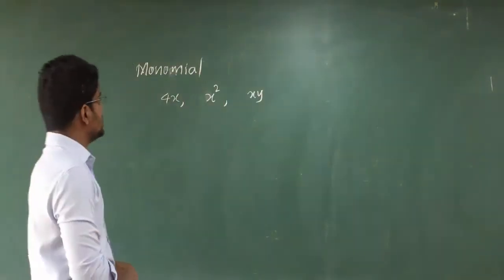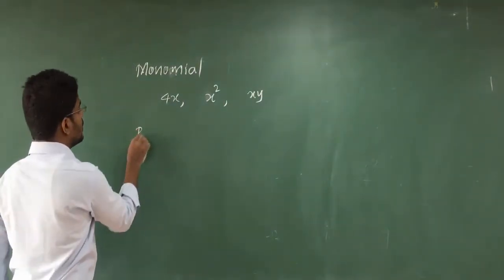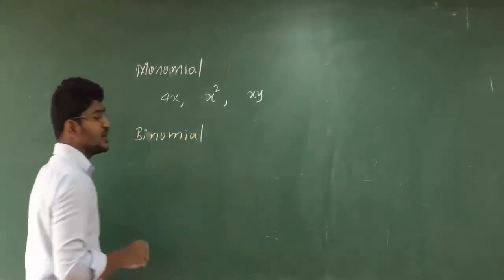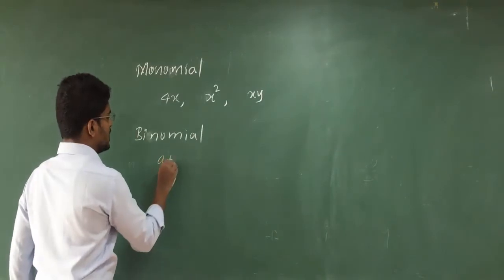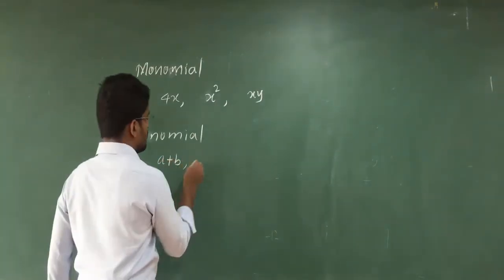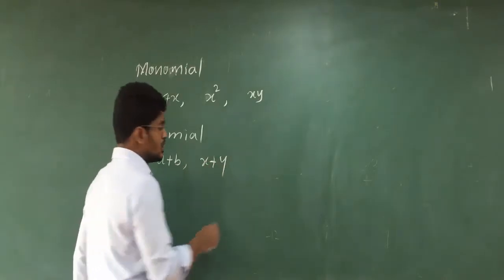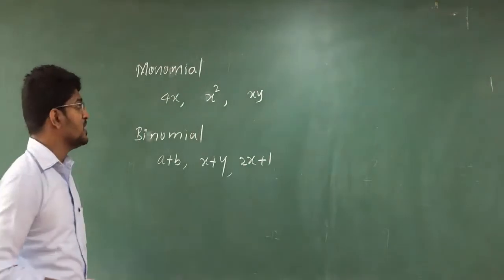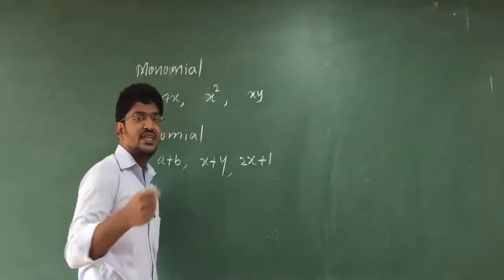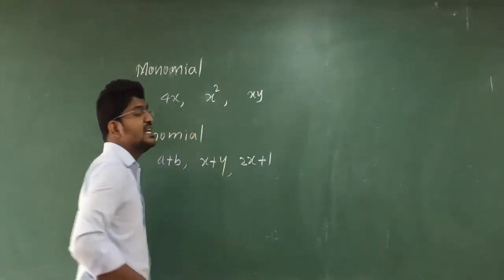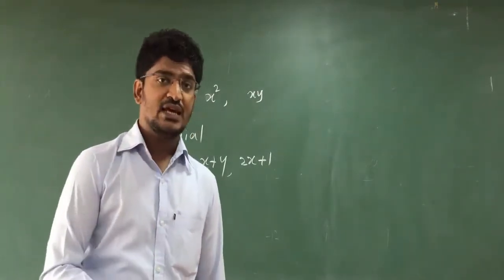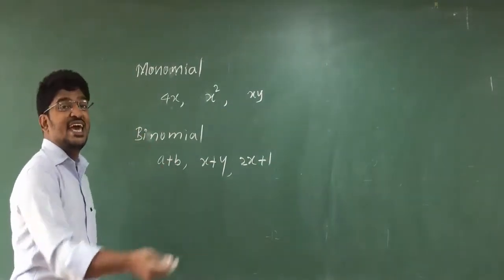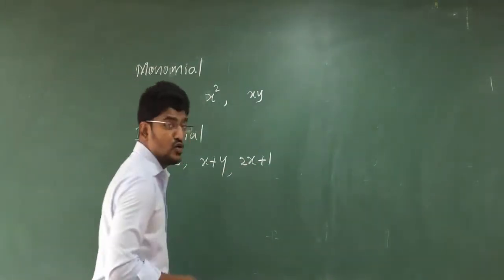Clear? Next, if you go for binomial, there you are going to write two terms of the type a plus b, or you may write x plus y, or you may write 2x plus 1. Clear? These are called binomials. That means here there are two terms, that's why they are called binomial. Here there are only single terms, that's why they are called monomial. Here there are two, here there are two, here there are two. That's why it's called binomial.